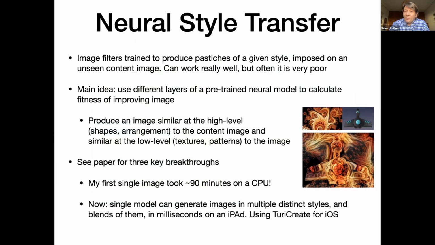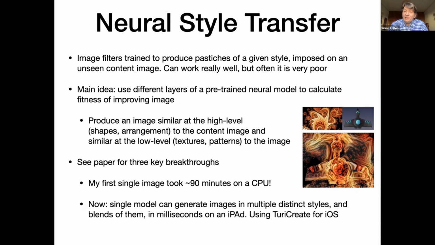You want to really produce an image which is similar at the high level in terms of shapes and arrangement to the content image, and similar at the low level in terms of textures and patterns and colors to the style image. There have been 3 key breakthroughs which I cover in the paper, but the lowdown is that the first image I produced with style transfer 3 or 4 years ago took about 90 minutes on a CPU, and it's on the right there. It's a style from a fractal imposed onto a bit of game content.